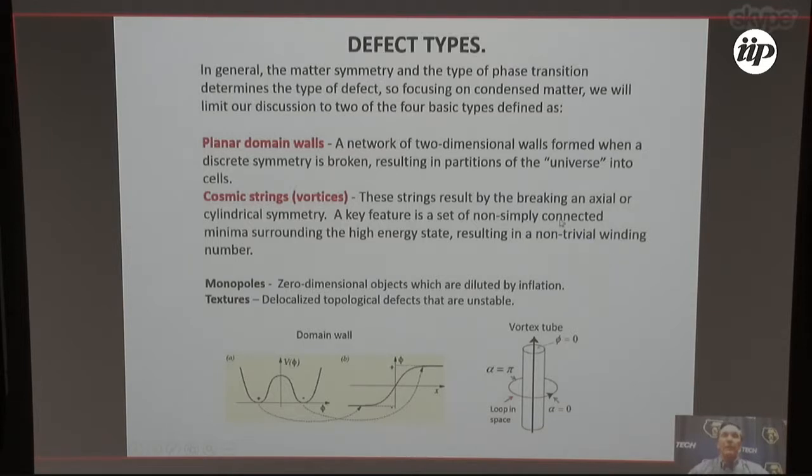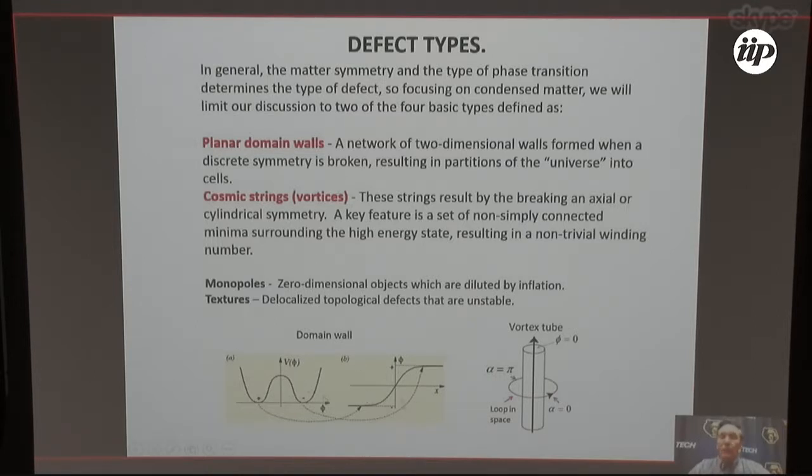Defect types, we have two that we're going to look at. One is a planar domain wall, and that's a two-dimensional wall formed when there's a discrete symmetry. And by the way, the bacteriochlorophyll A actually has alternating double and single bonds, so it very easily could have a domain wall.